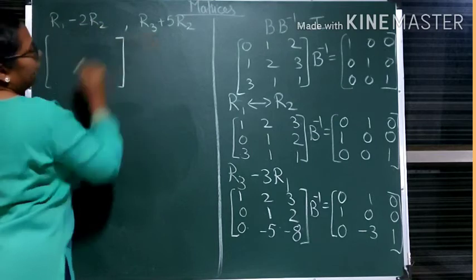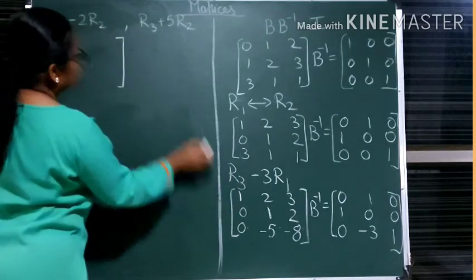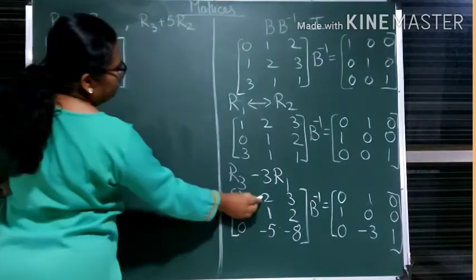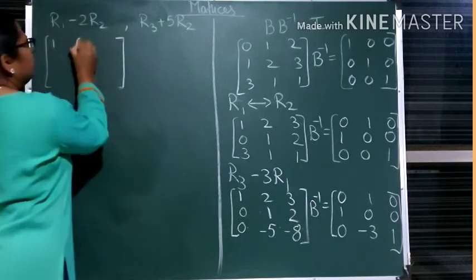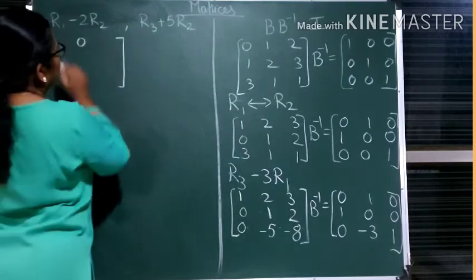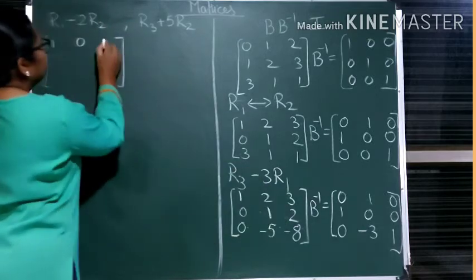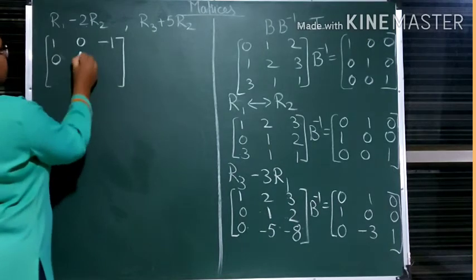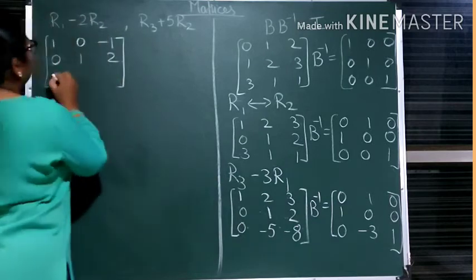So row 1 and row 3 are getting changed. 1 minus 2 into 0, this will remain 1. See, this is not getting changed. Then 2 minus 2 into 1 is 2, 2 minus 2, this has changed to 0. Then 2 into 2, 4. 3 minus 4 is minus 1. First row over. Second row there is no change, 0, 1, 2. Third row it is 0, 0, so no operation here.